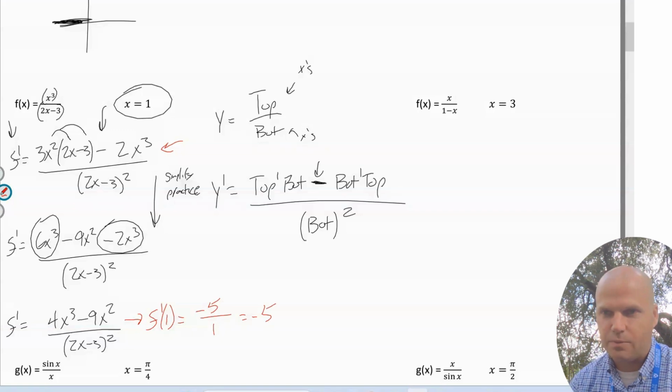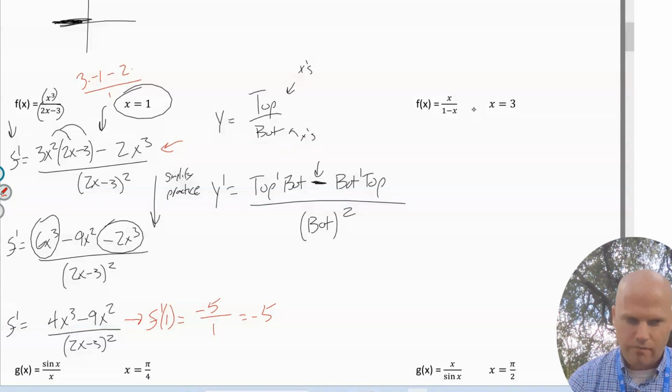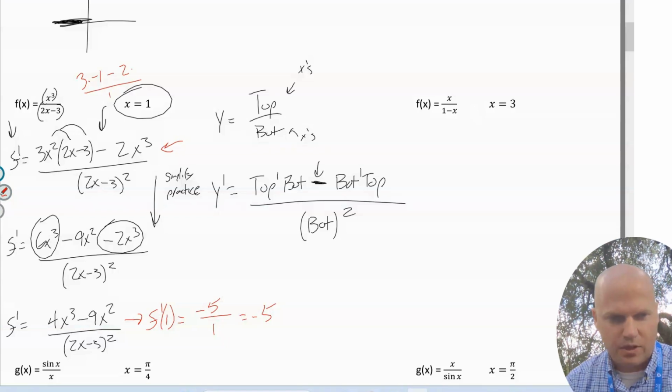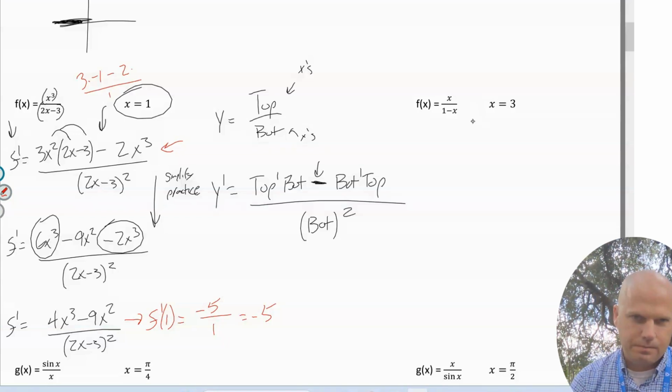Now, that was very easy to plug in. If I do it up here, I get 3 times -1 minus 2 over 1, and I get that -5. So, same thing. Obviously, it's the same thing. When you simplify something, you don't change it, you just make it look different.